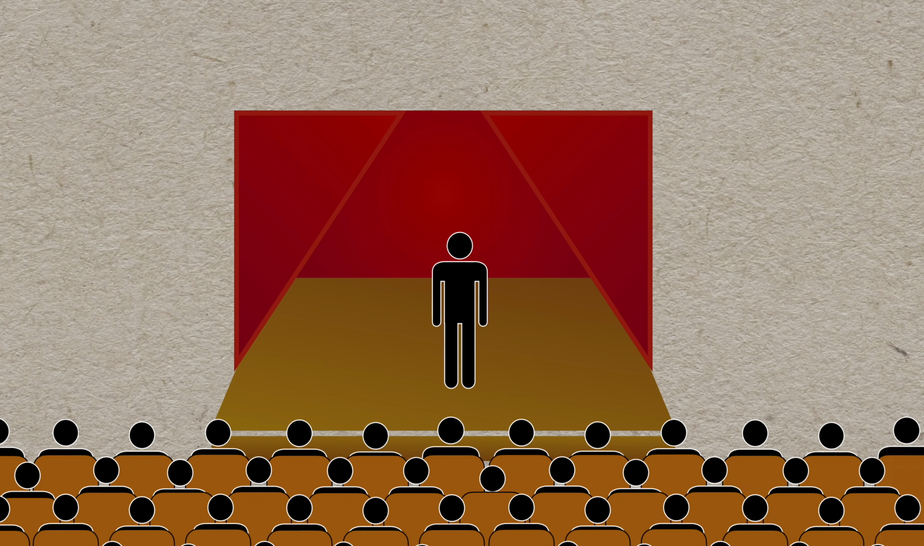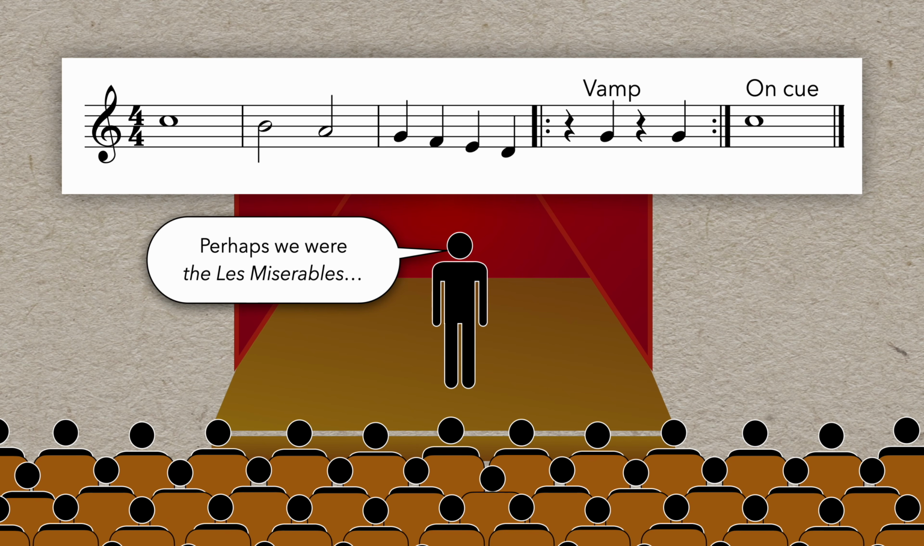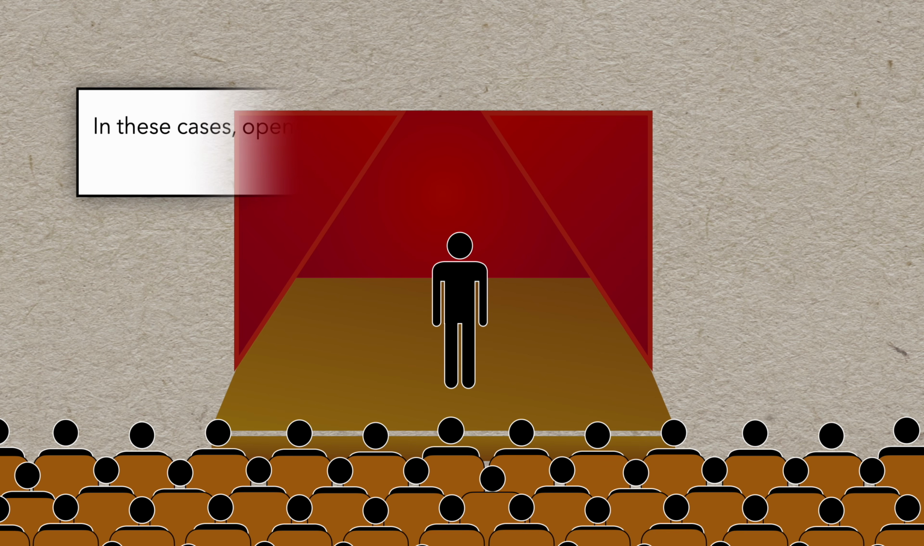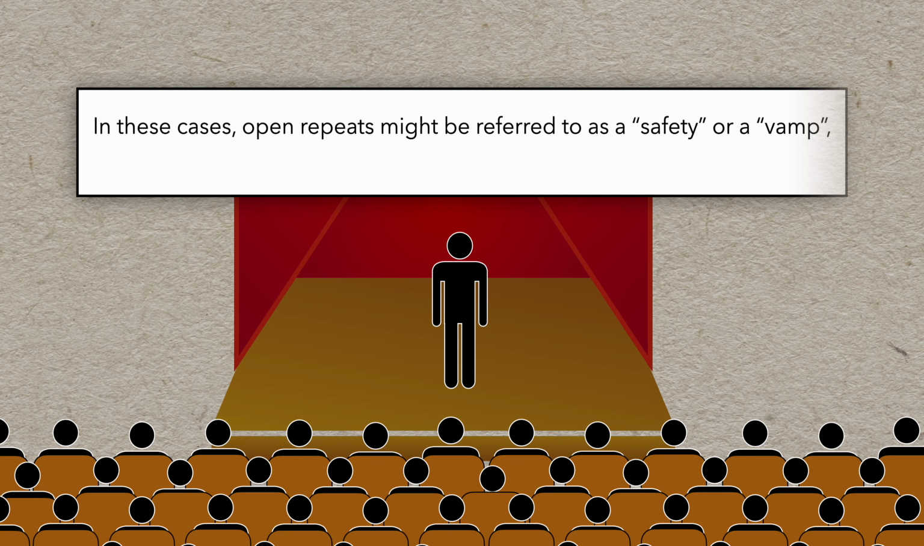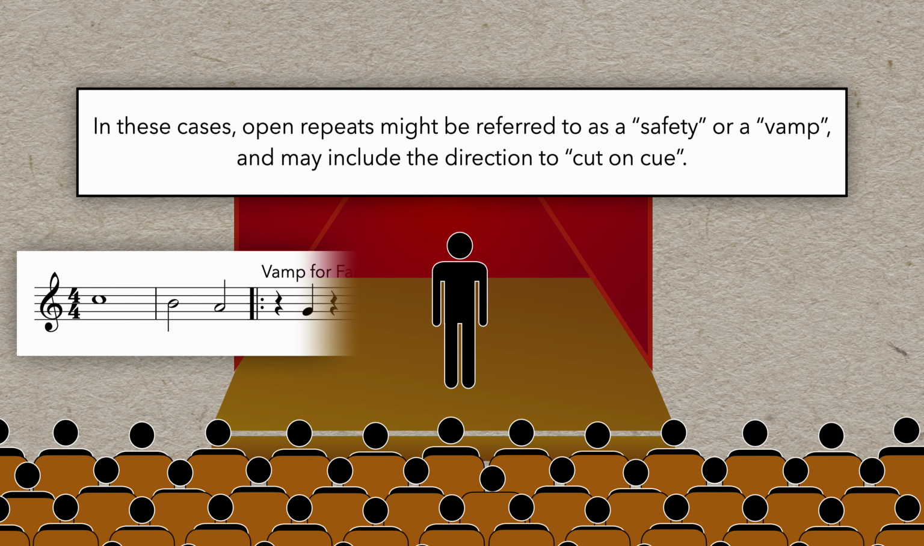And it's common in musicals when an orchestra is waiting for some action or line or joke to happen on stage. And as soon as that thing happens, the music director will give you a signal to go on to the next section. In these cases, open repeats might be referred to as a safety or a vamp, and they may include the direction to cut on cue, which is useful if something abrupt or funny is supposed to happen on stage.